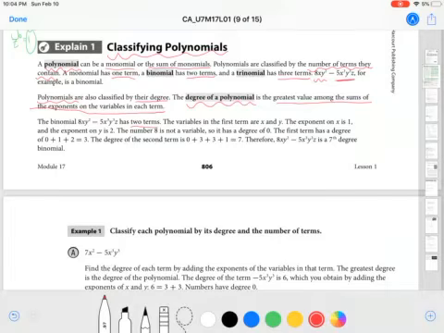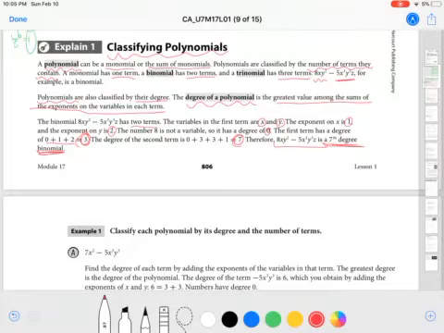The variables in the first term are x and y. The exponent on x is 1, and the exponent on y is 2. The number 8 is not a variable, so it has a degree of 0. The first term has a degree of 0 plus 1 plus 2, which equals 3. The degree of the second term is 0 plus 3 plus 3 plus 1, which is equal to 7. Therefore, 8xy squared minus 5x cubed y cubed z is a 7th degree binomial. Okay?